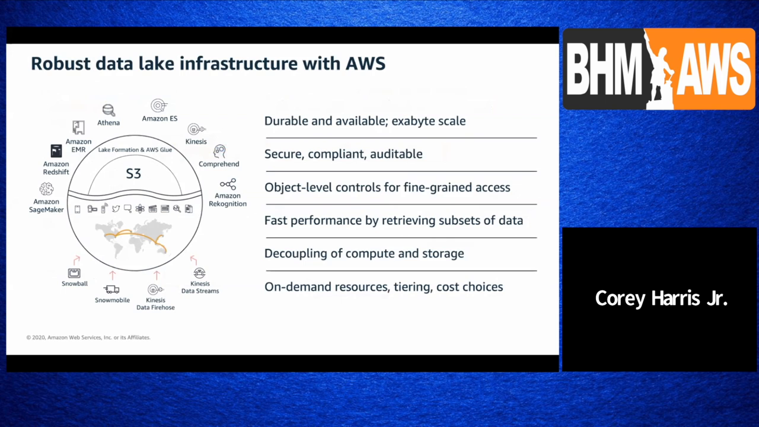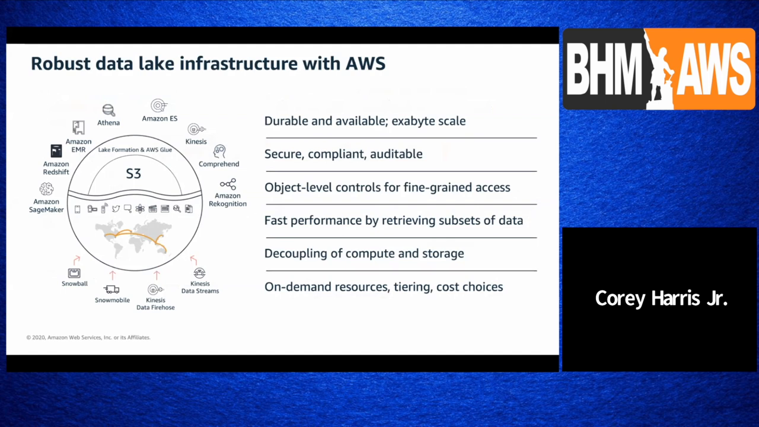The data lake infrastructure in AWS looks like this at a very high level. We have over 170 services, and this is just a subset. If you take it from the bottom up, we have the ingestion services at the bottom, also a subset. As I mentioned, Snowball and Snowmobile are for petabyte and exabyte scale migrations. Kinesis is for real-time data streaming. We also have database migration services and server migration services as well.